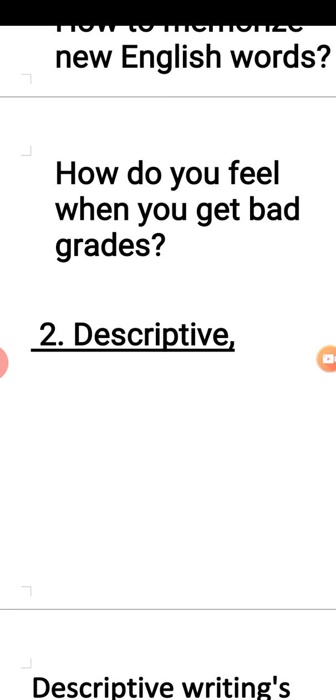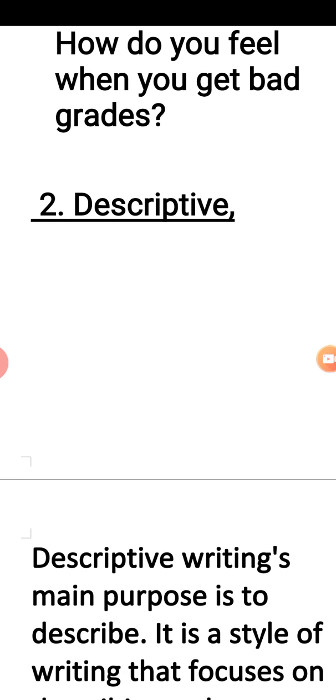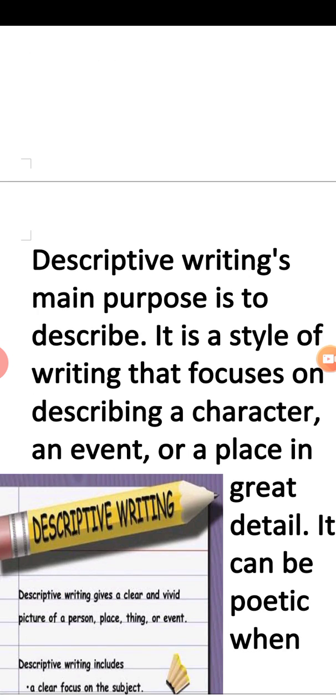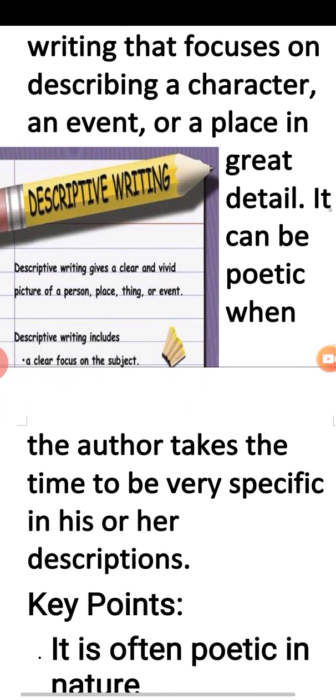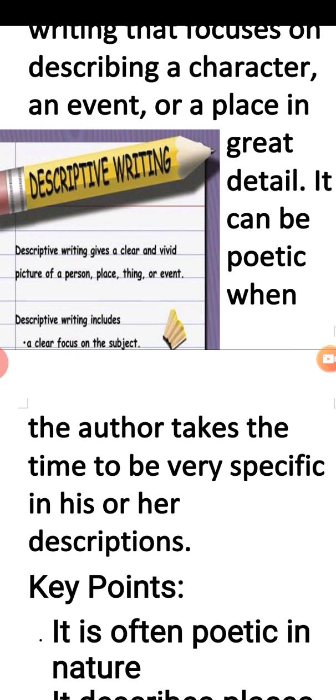The second style is the descriptive. As the name denotes, descriptive means describing. You describe, you use a lot of adjectives like the red scarf, the blue dress, the tall man, the short girl, the crying child, the haunted house, or whatever. It includes a lot of adjectives. So descriptive writing's main purpose is to describe. It is a style of writing that focuses on describing a character. It can be an event, it can be a place, in great detail.